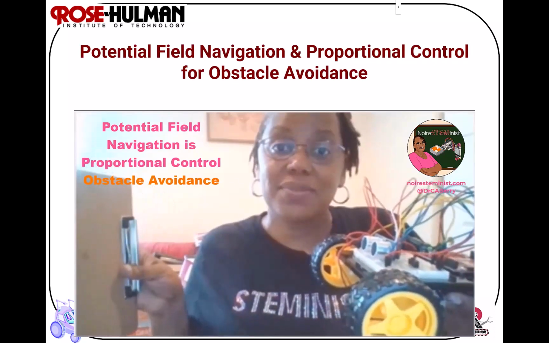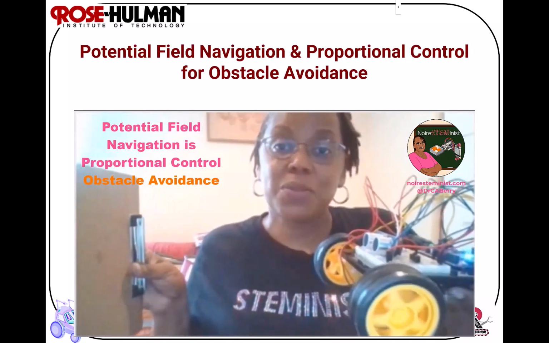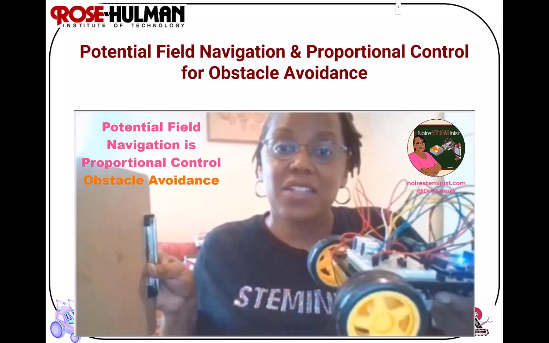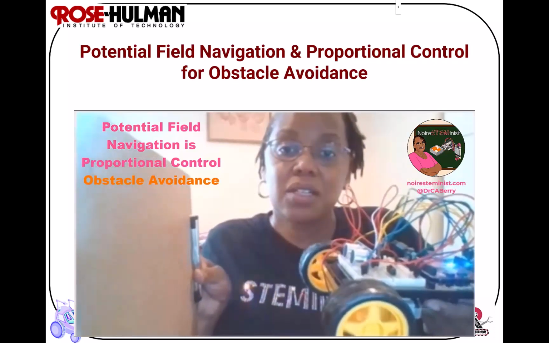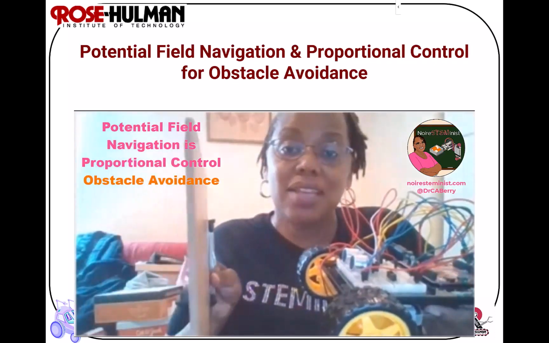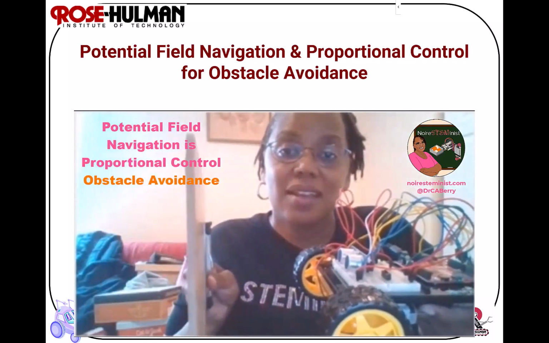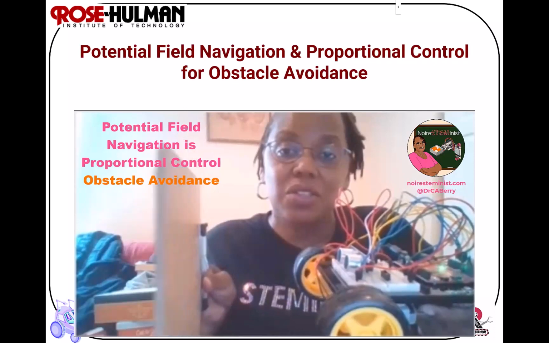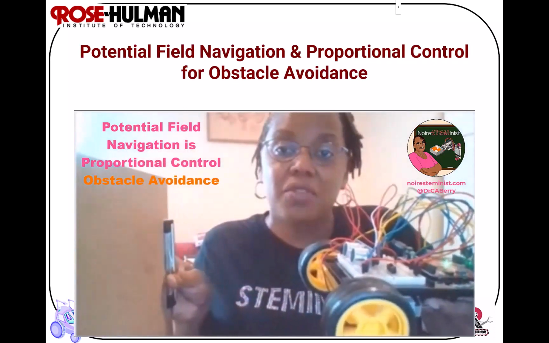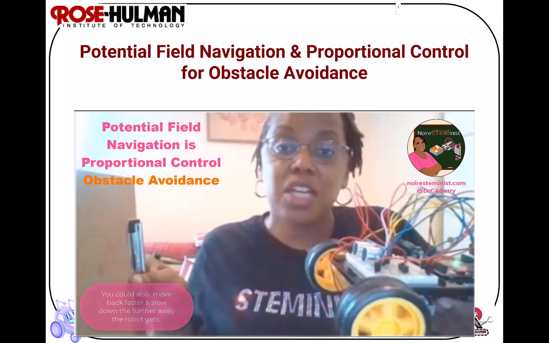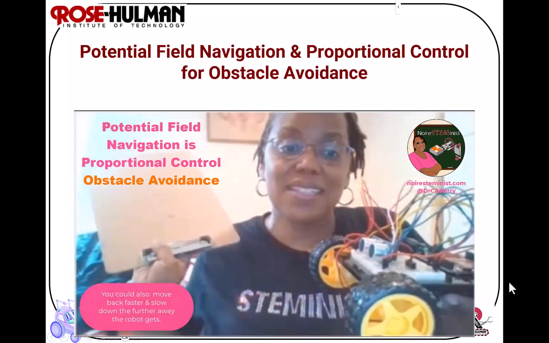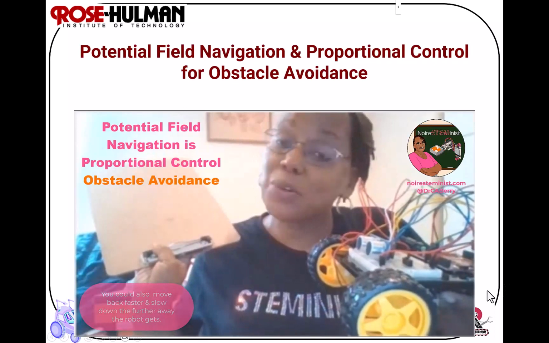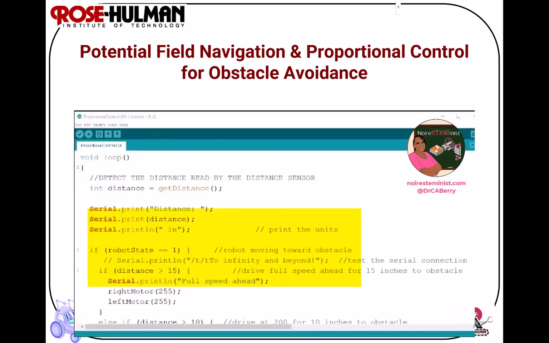Let's try that again. Full speed ahead. Then it slows down as it gets closer to the obstacle. Slower, slower. Too close, it stops. And then eventually it's going to want to back away. The further it gets away, the faster it goes until it's in the clear. And that's proportional control for obstacle avoidance.